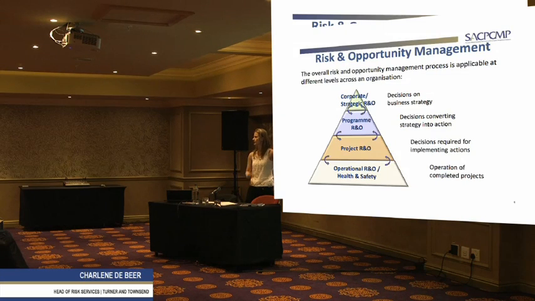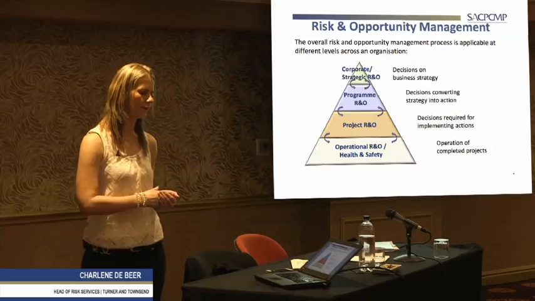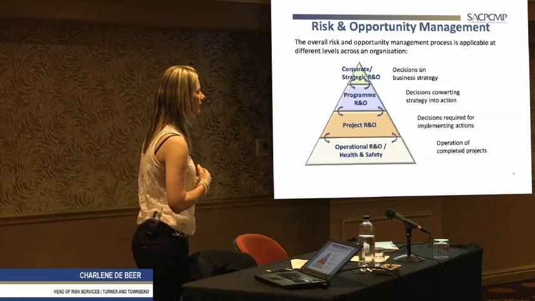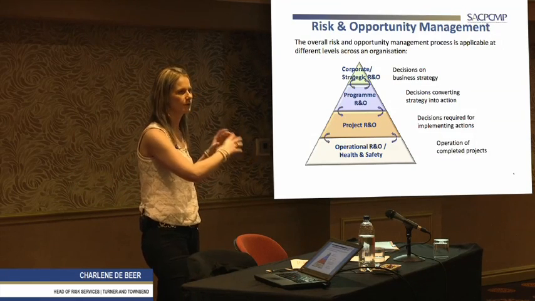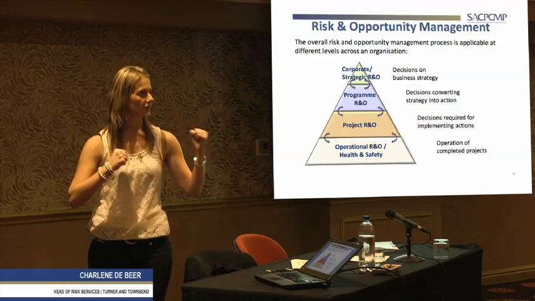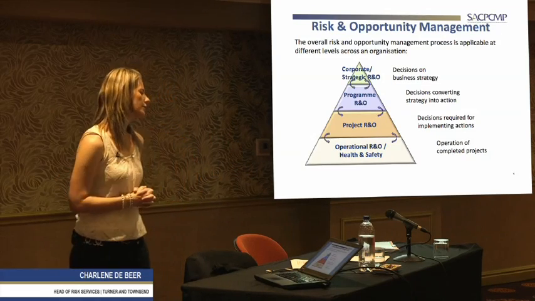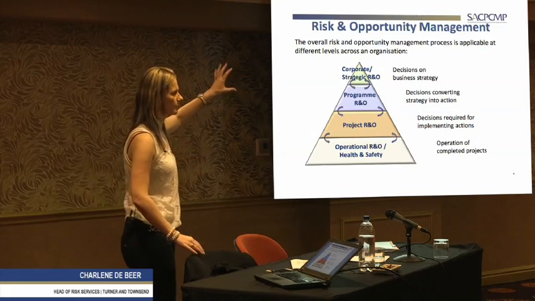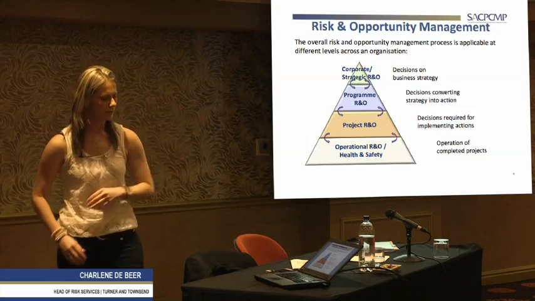So with regards to overall risk and opportunity management and the process, it will be applicable throughout the entire organization. And of course, the organization would have various levels. So if we would, for example, start at the top, so we always have corporate and strategic, and these decisions are made looking from a business strategy point of view. So what's good for the business, what will make the business grow, what will be financially beneficial to the business. So those usually happen at the top from a corporate strategic point of view.